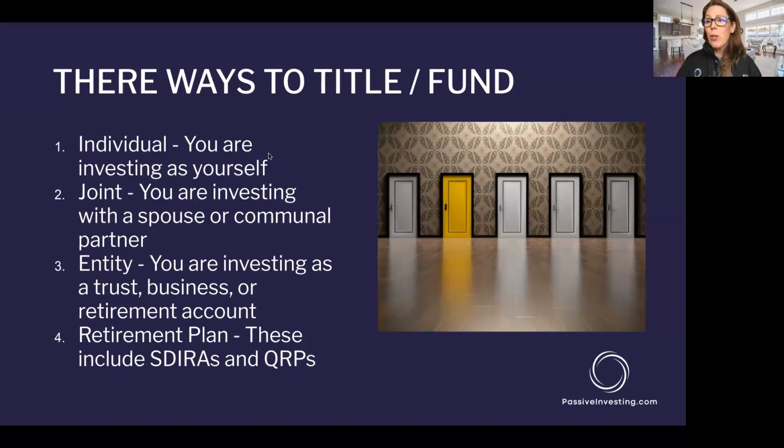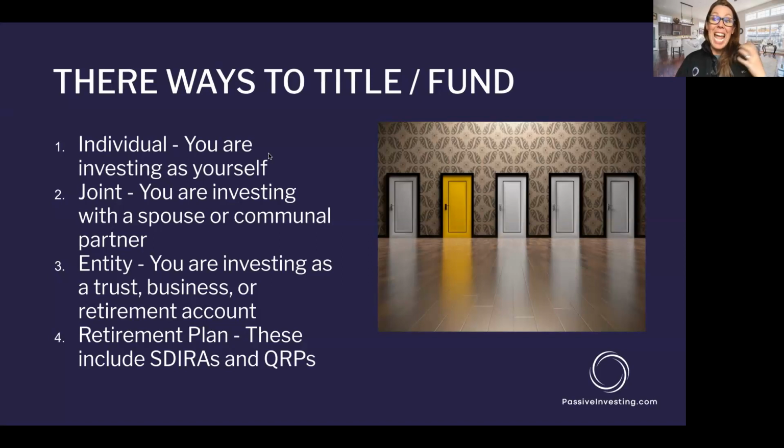Okay, so if you're going to hold this in your personal name, fund it with cash out of your checking account or savings account, you can fund it as an individual. Or if you're married or have a spouse or spousal equivalent, you can do it jointly. Or you can do it jointly with another partner as well. Individually, you're just investing as yourself, one signer. Jointly, you're investing with a spouse or a communal partner. Generally, that's what we want to see.